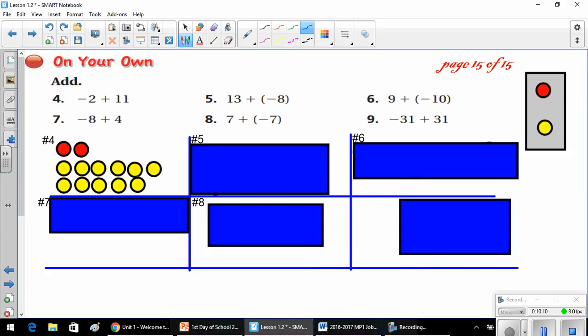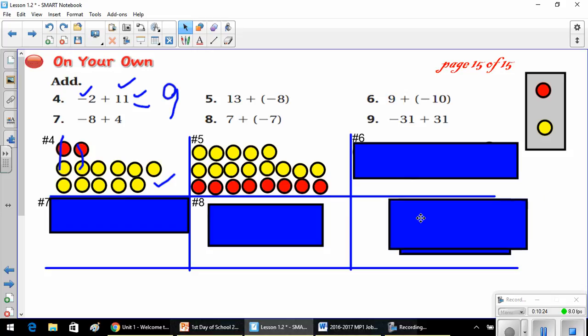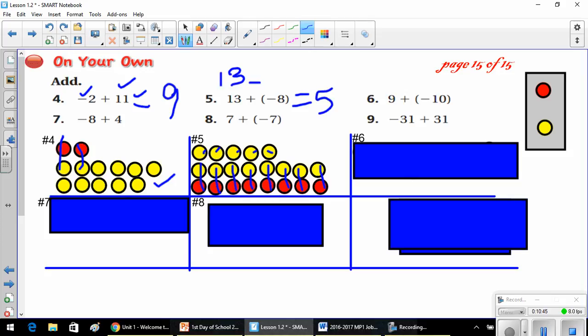Number 4, I have different signs, so I'm going to subtract 11 and 2, and that's going to leave me with 9, positive 9. I have more positives than negatives. For number 5, again, my signs are different, so if you look at the counters, I have different colors. So I'm going to take away 8: 1, 2, 3, 4, 5, 6, 7, 8. That leaves me with 1, 2, 3, 4, 5. So my final answer is 5. Or you can just subtract the absolute values. 13 minus 8 equals 5.